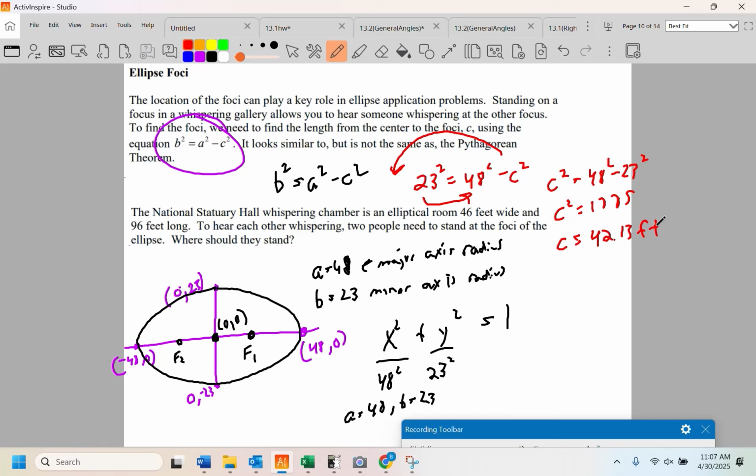Now, the foci both lie on the x-axis, and the c is the distance from the center. So one of my foci is at, now we're just going to round on paper, 42, 0, and the other one is at negative 42, 0. Where should they stand? They should each stand about 42 feet from the center, or 84 feet away from each other, but they need to be 42 feet from the center is where they need to stand.